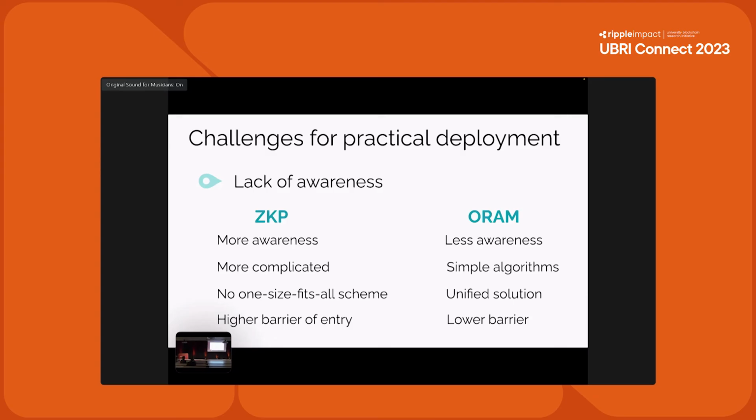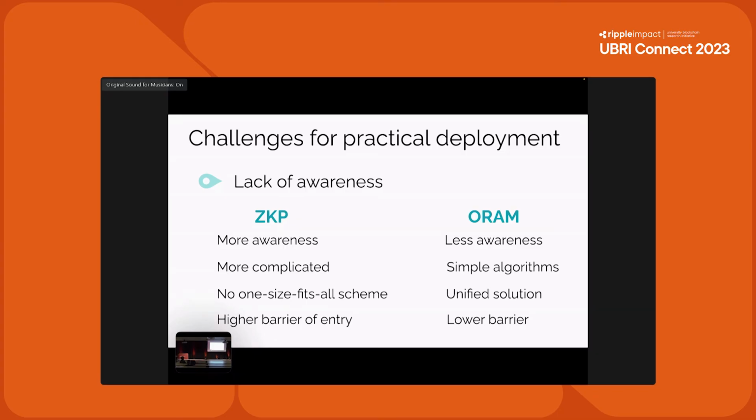So the first challenge is just lack of awareness, which is a little bit surprising because ORAM is really simple in comparison with something like ZKP, zero knowledge proof. In general, at least I think for the blockchain community, there's more awareness about zero knowledge proof than ORAM. And with zero knowledge proof, there are many different schemes and no one-size-fits-all solution, because there are many different metrics and some schemes are better at one metric than others, and there's a trade-off.